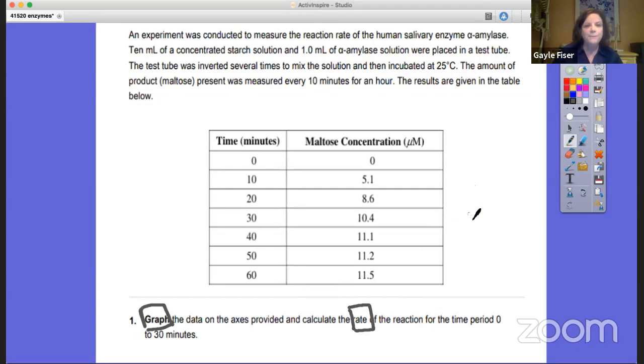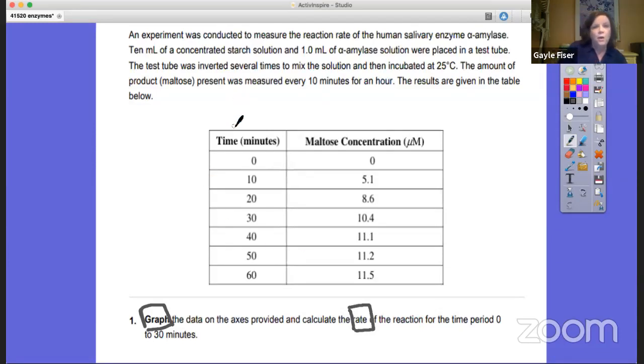An experiment was conducted to measure the reaction rate of the human salivary enzyme alpha amylase. 10 milliliters of a concentrated starch solution and 1 milliliter of alpha amylase solution were placed in a test tube. The test tube was inverted several times to mix the solution and then incubated at 25 degrees Celsius. The amount of the product maltose present was measured every 10 minutes for an hour. The result was given in the table below.